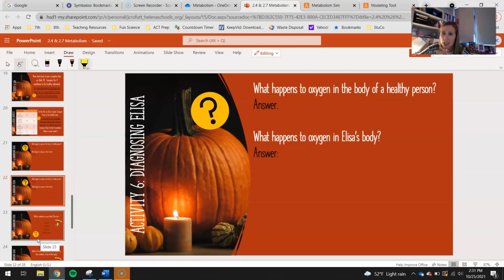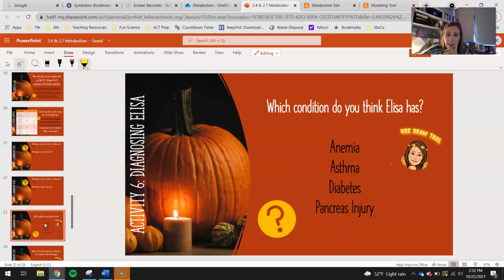What happens to oxygen in the body of a healthy person? Again, review those earlier points. And what happens to oxygen in Elisa's body? Again, review back to those points. And then finally, which condition do you think Elisa has? Circle anemia, asthma, diabetes, or pancreas injury. At this point, really, you guys can narrow it down to 1.